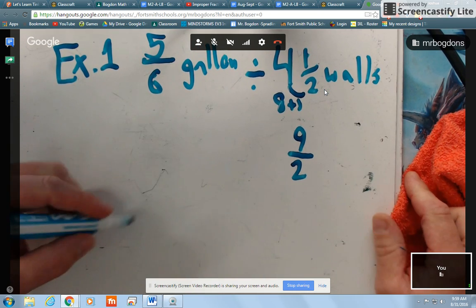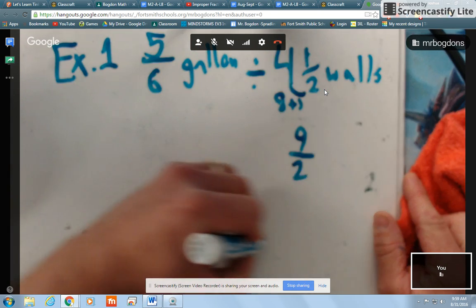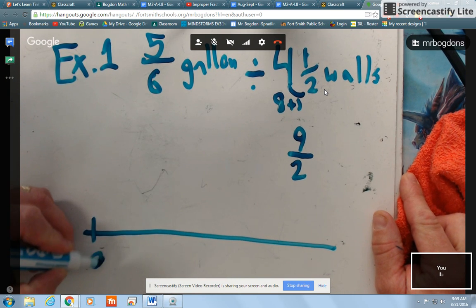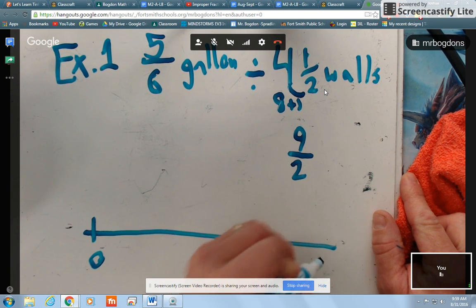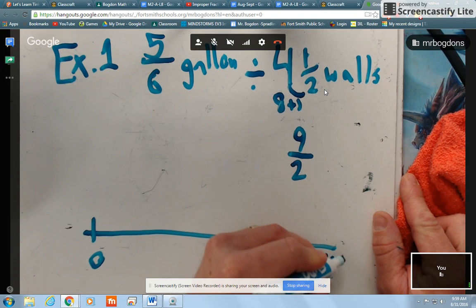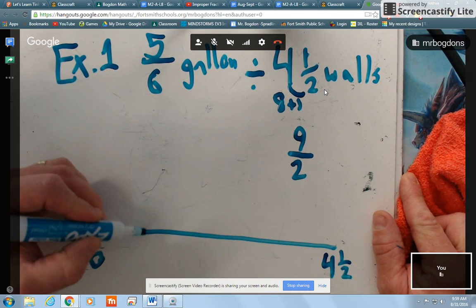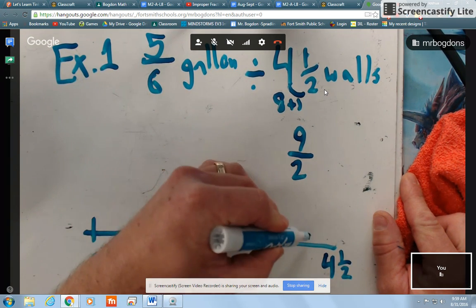Just another quick example there. If I wanted to prove that, let me prove it with the number line. I haven't shown you guys that yet. So I have 0 to 4 and 1/2. Here's 1, 2, 3, 4.